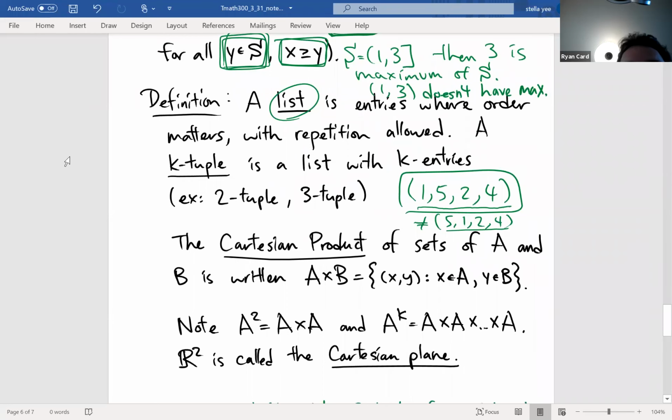And you could also have repetition. So 1, 1, 2, 4 is different from 1, 2, 4. So having 1 twice doesn't make a difference, as opposed to in a set, where double membership does not make a difference because it already belongs to it.